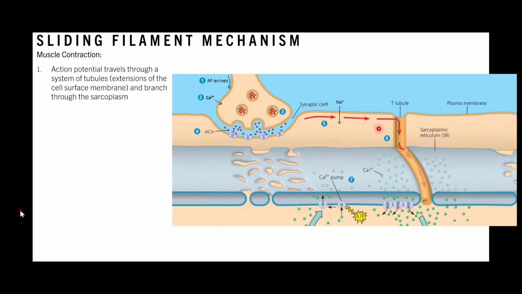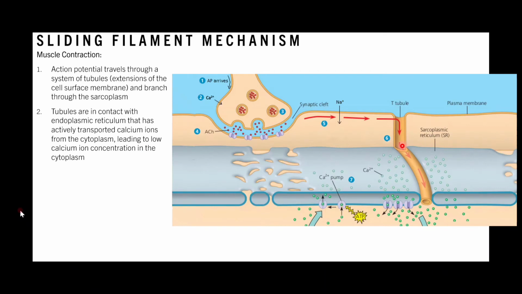And this branches through our sarcoplasm. So this is our muscle cell cytoplasm. So it branches down through the sarcoplasm. And these tubules are in contact with the sarcoplasmic reticulum. So this is again the muscle cell name for the endoplasmic reticulum. So the endoplasmic reticulum of a muscle cell is the sarcoplasmic reticulum.